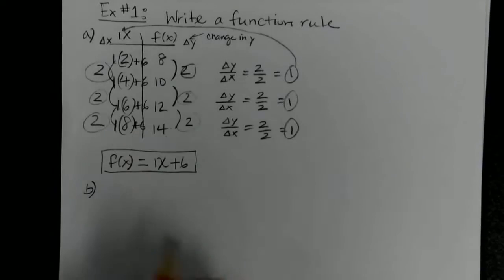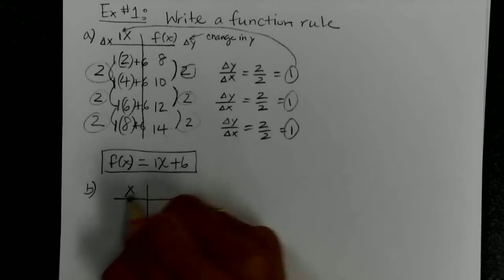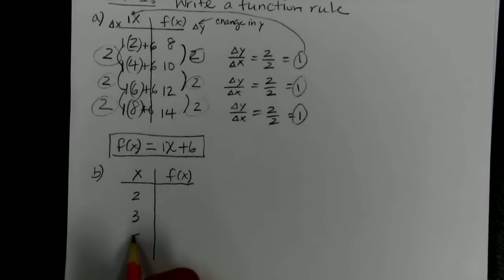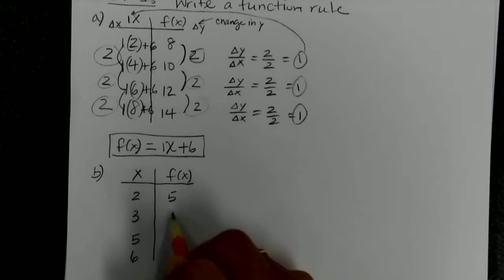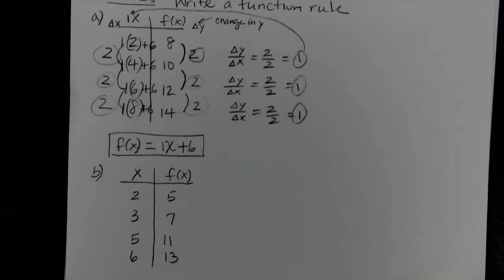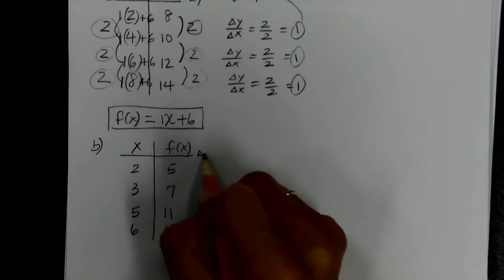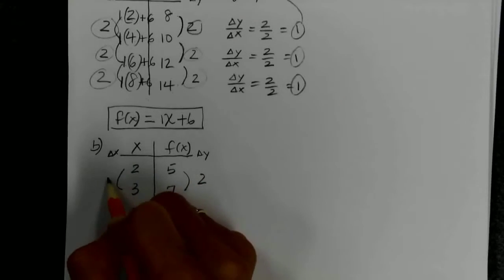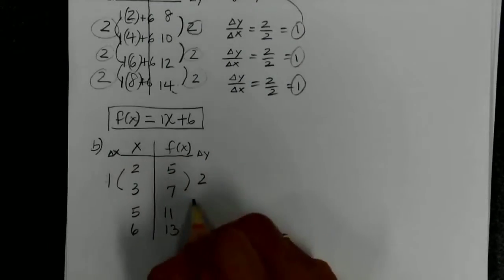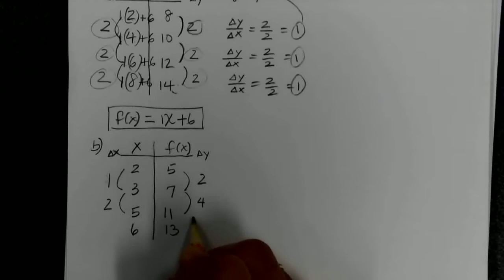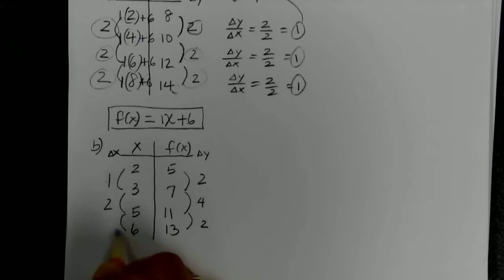In another example, here's my x and f of x. I have 2, 3, 5, 6, and then 5, 7, 11, and 13. We're going to go through and do the change in y and change in x again. Change in y is 2 here, and change in x is 1 here. Then change in y over here is 4, and change in x is 2, and then change in y is 2, and change in x is 1.